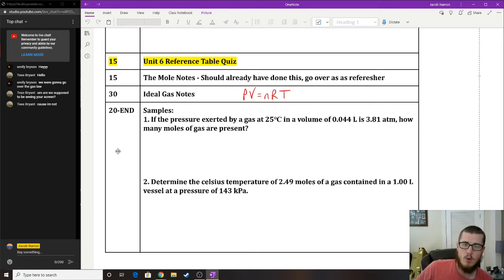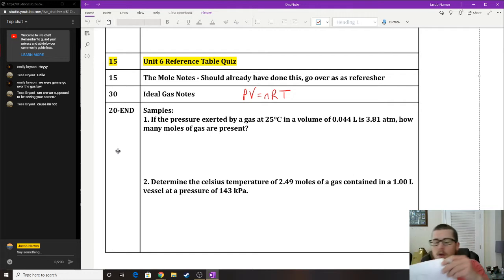Now, that exact equation is on your reference table. And here it is. It's number 1, 2, 3, 4, 5, 6. It's sixth underneath formulas, and it says PV equals nRT. Now, P, that's pressure, obviously. V, that's volume. N stands for number of moles. R is an ideal gas constant. More about that in a second. And then T is temperature.